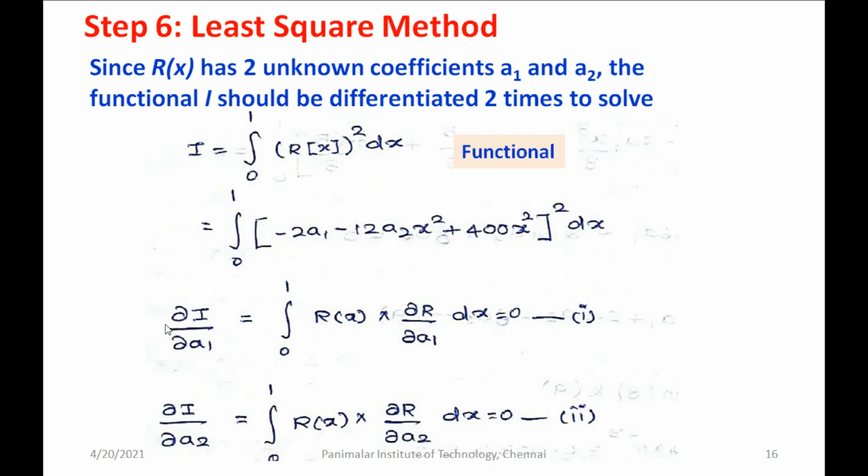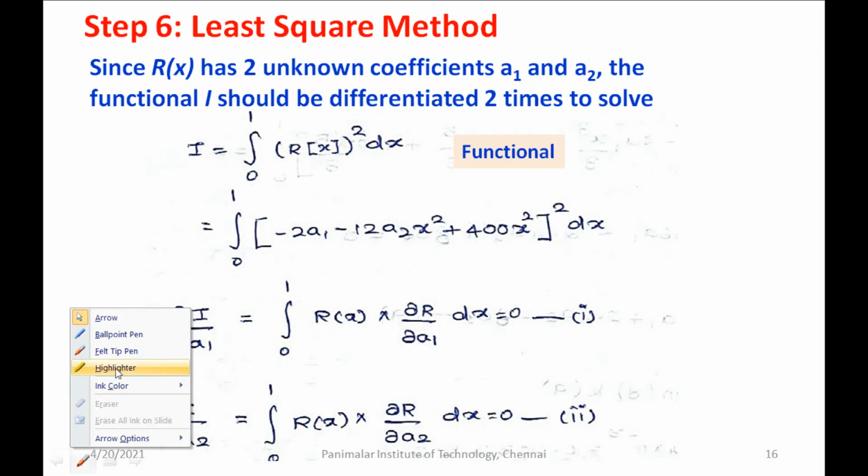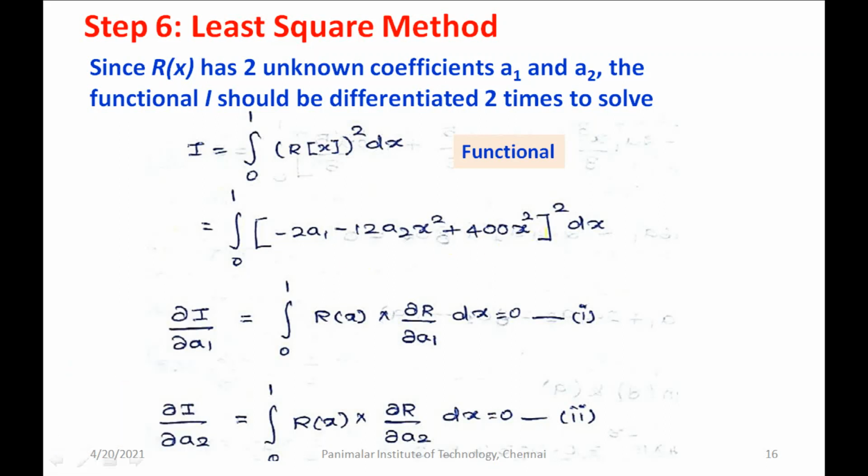Now in this example, r of x has three terms: minus 2a1 is the first term, minus 12a2 x square is the second term, plus 400 x square is the third term. So now when you square it, we can use the (a + b + c) whole square formula. But sometimes if you have a very long expression for the residual function, then squaring will become very difficult. So in that case, there is a shortcut for the least square method.